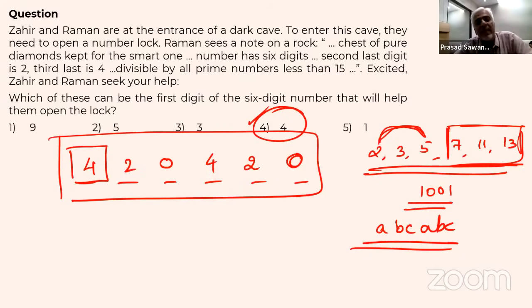Remember, any number which is divisible by 7, 11, 13 is always in the form of ABC, ABC. Is that clear?